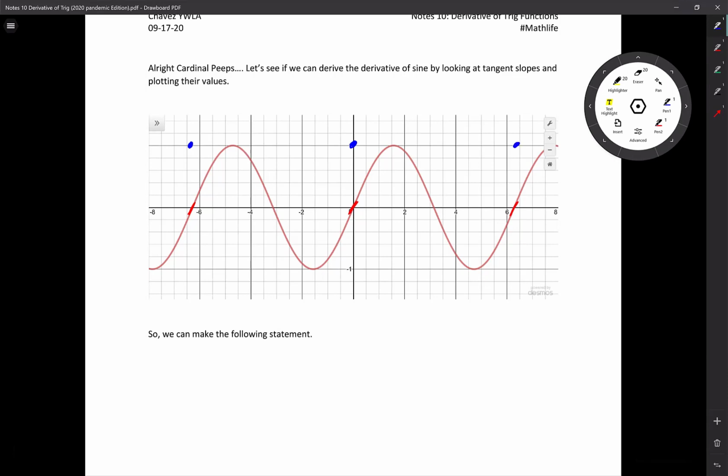Okay. Wherever you see horizontal tangents, look, I have a horizontal tangent there, horizontal tangent there, horizontal tangent here, horizontal tangent there. What's the slope of a horizontal line? 0. So wherever you see blue is my derivative of that line, of that point. Try to make it perfect.